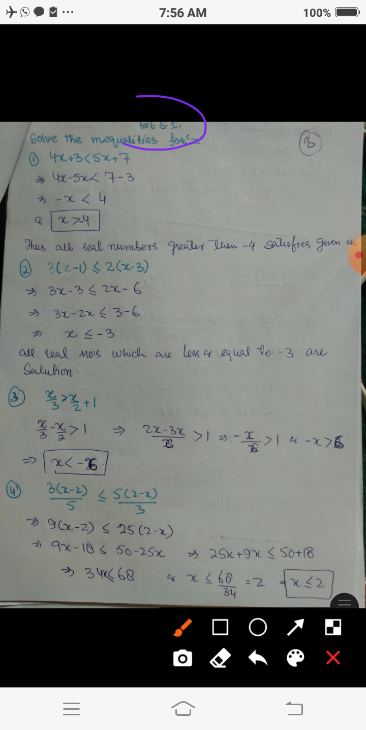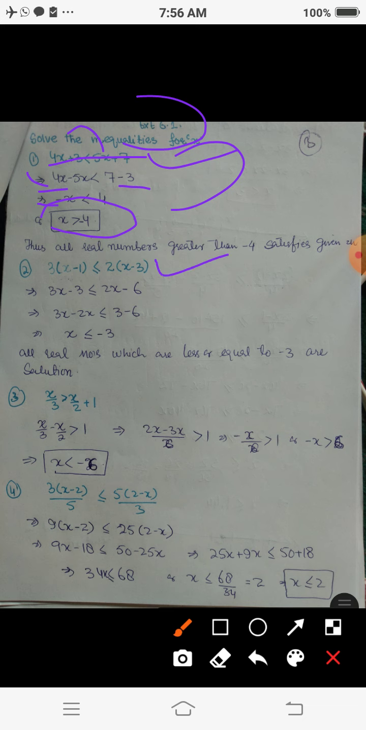The first one is 4x + 3 < 5x + 3... this is a strict inequality. Separating the variables and constants, it is 4x, transferring this, minus 5x < 7 - 3. 4x - 5x is -x < 4, or x > -4. So x > -4 is the solution for this inequality.